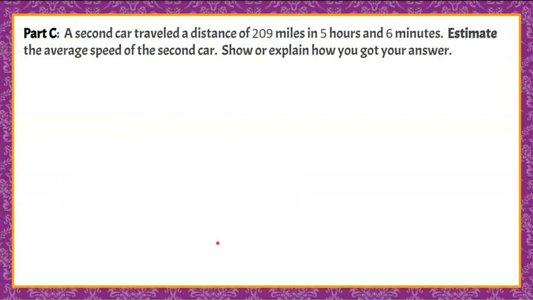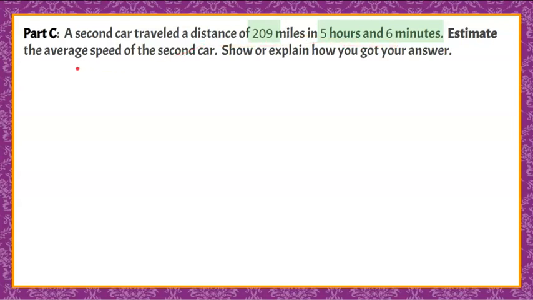Here's part C. A second car traveled a distance of 209 miles in 5 hours and 6 minutes. You're asked to estimate the average speed of the second car and be able to show or explain how you got your answer. I'll ask you to pause now and come back and hit play when you're ready. Welcome back. So let's look at what we're finding here. We have 209 miles, and we're going to talk about how far we go in 5 hours and 6 minutes.